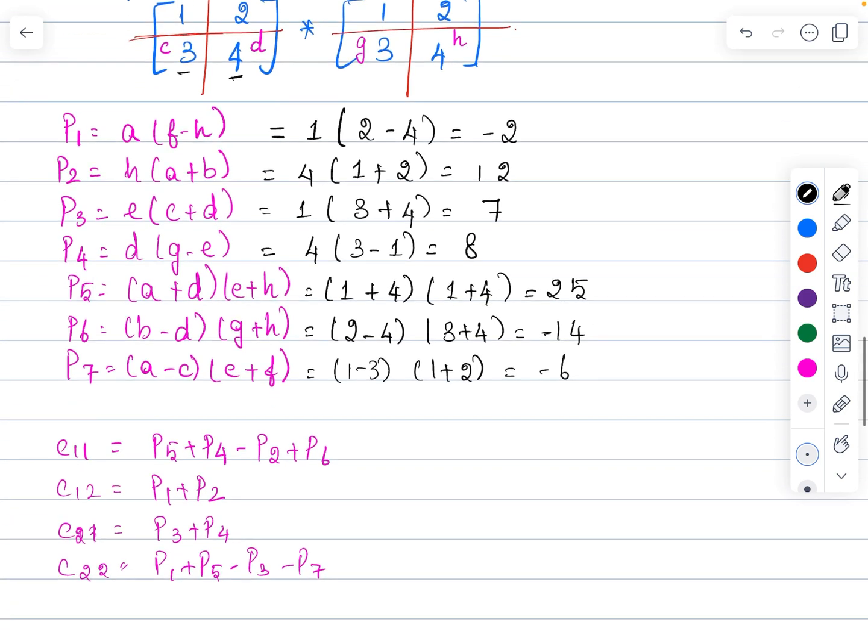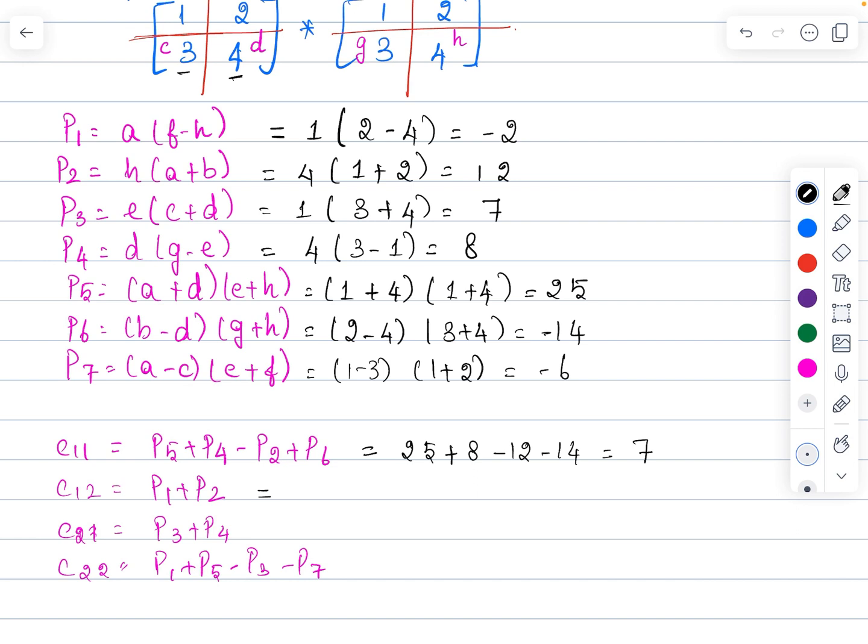So we got all 7 P values. Now we can compute the resultant matrix values one by one. For C11, the formula is P5 plus P4. P5 is 25, P4 is 8, and minus P2, which is minus 12, and plus P6, P6 value is minus 14. If you compute, you would be getting the value 7.